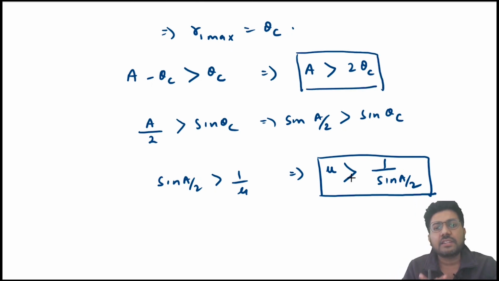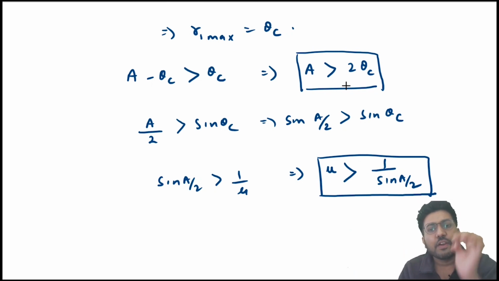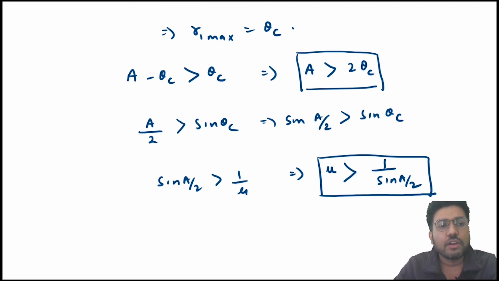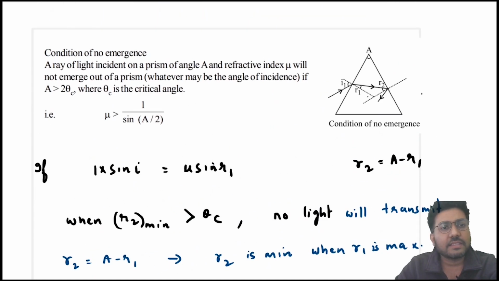This is the condition for no emergence. If the angle of prism is greater than 2 times the critical angle, in that case there will be no transmission to the second medium. Or in terms of refractive index, if mu is greater than 1 upon sine A by 2 or mu is greater than cosec A by 2, where A is the angle of prism, in that case you will say that no light will emerge from the second surface, whatever be the angle of incidence here.